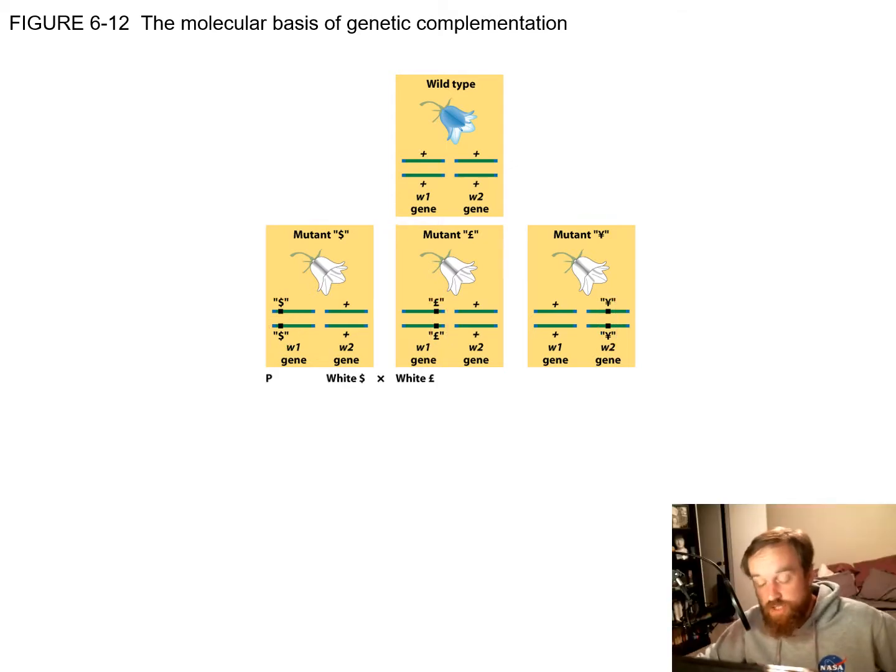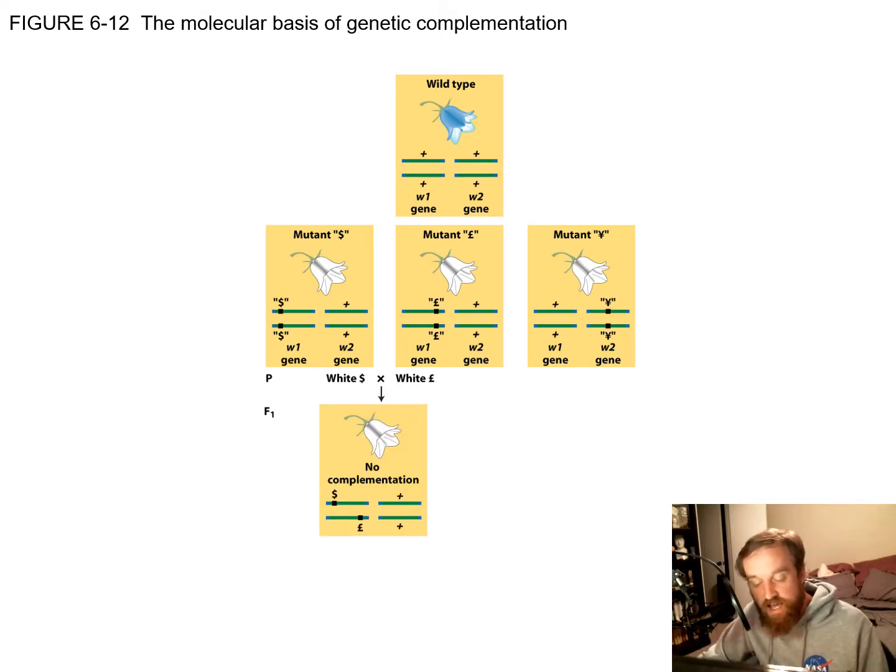Now we want to do what's called a complementation test. This is a way of determining if the mutation that is causing this flower to be white, mutant $, is in the exact same gene as the mutation that is causing this flower to be white in the case of £.